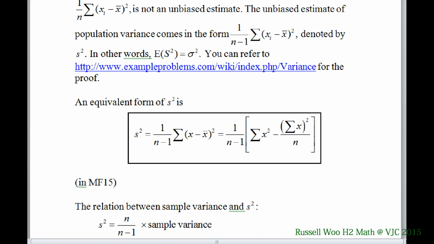Some of you asked for the proof. I don't intend to prove it. You can click, or you just type. Anyway, you can Google. Not a problem. Okay? Can?